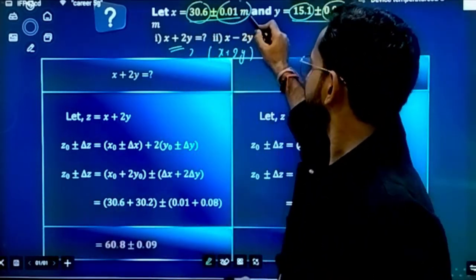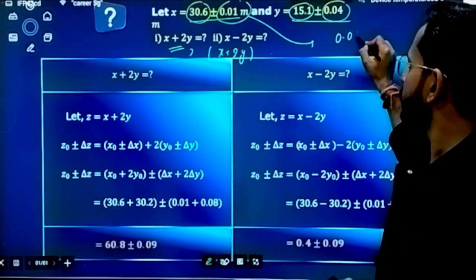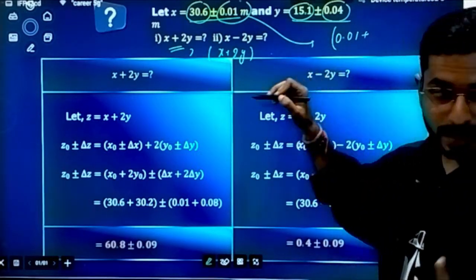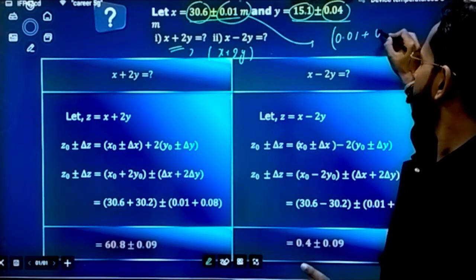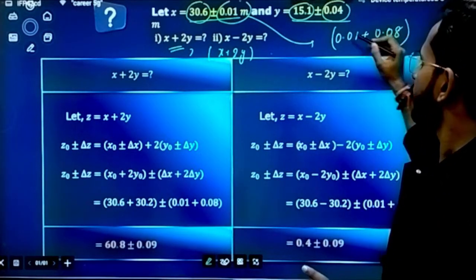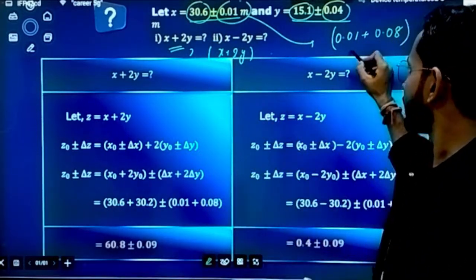Now how will you be writing the errors? For errors, x is one-time multiplication, that means it will be 0.01, plus. Errors never get subtracted. I will tell you in the next example. Now multiply it 2 times, that means it will become 0.08 because it is 2y. That means you will be multiplying the error also 2 times, and just add it up.